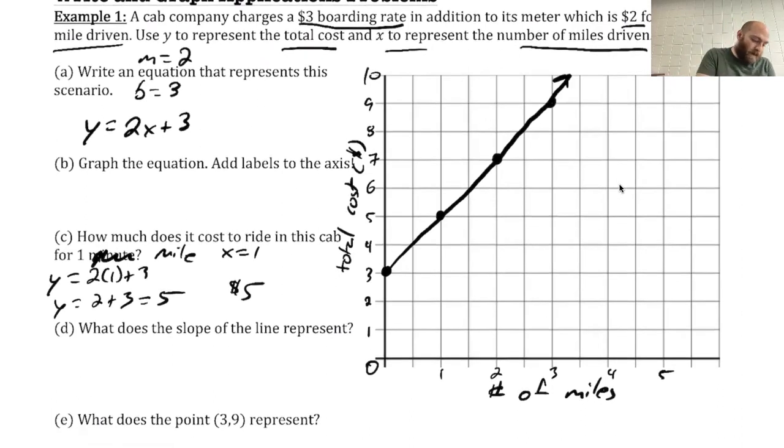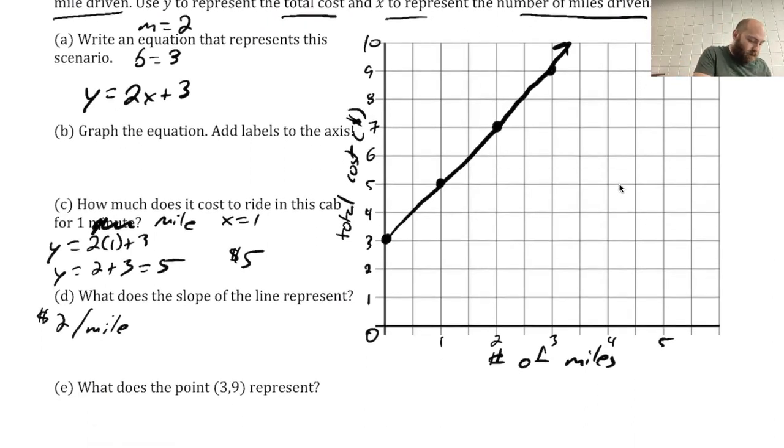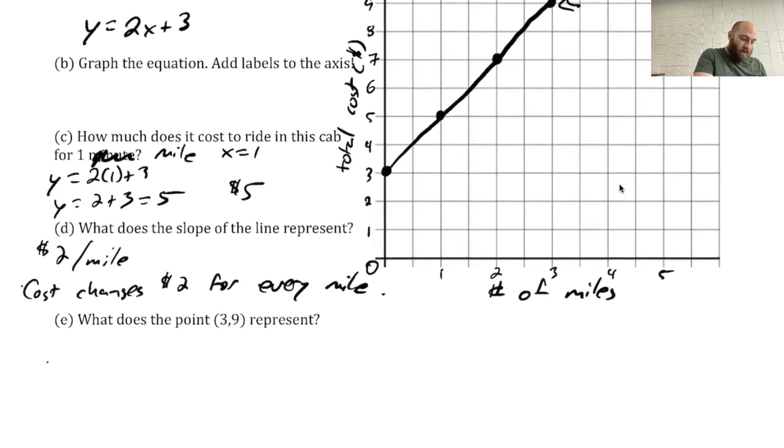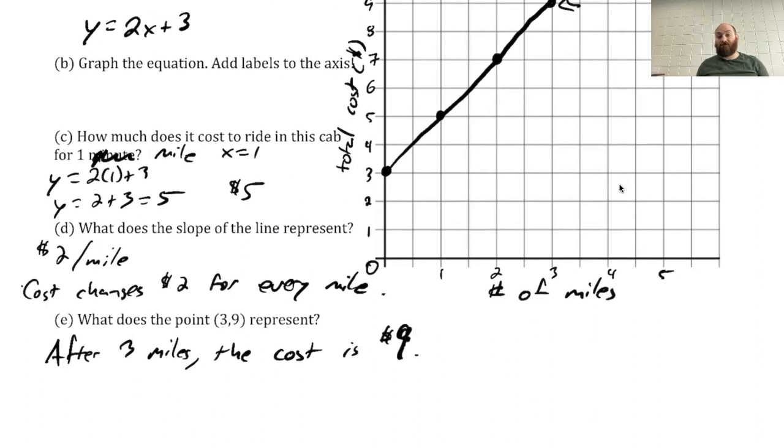What does the slope of the line represent? We already talked about that. That is the $2 per mile. If I put it in a sentence, the cost changes $2 for every mile. All right, 3, 9. What does this point represent? After 3 miles, the cost is $9. And that's it.